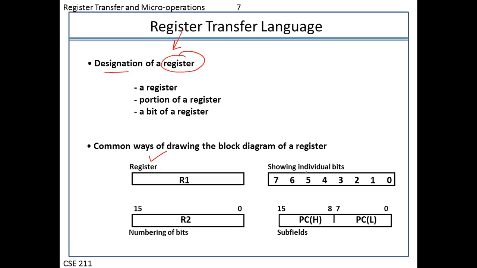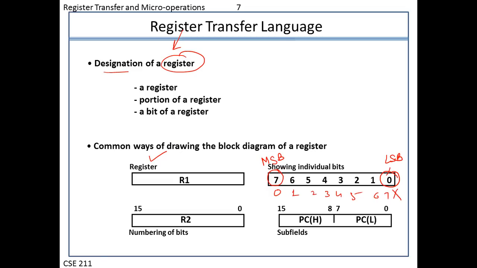The second is showing the individual bits. This is the least significant bit. It is never the case that 0 will start from here and move towards this. Always the least significant bit is on the right hand side and the most significant bit is on the left hand side. This is the rule of RTL again.